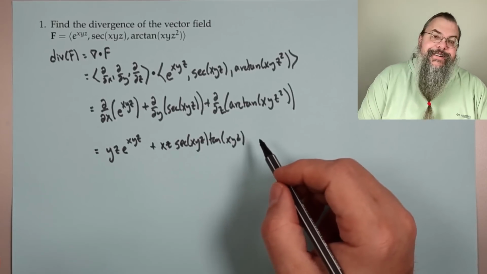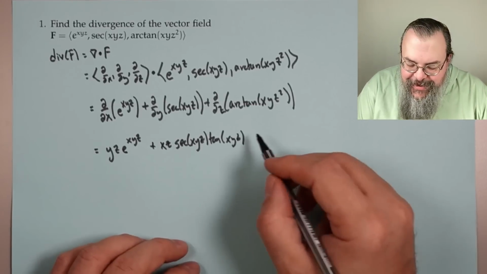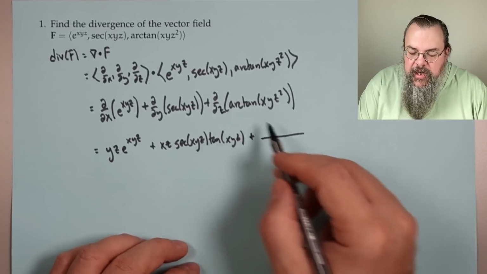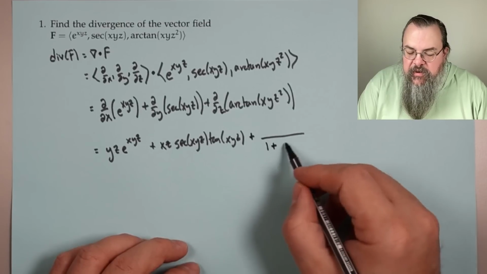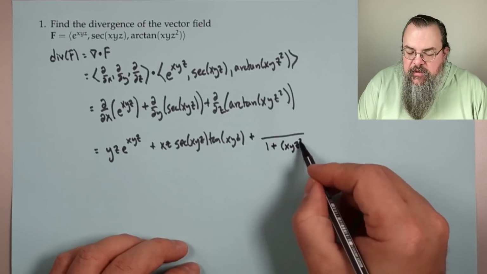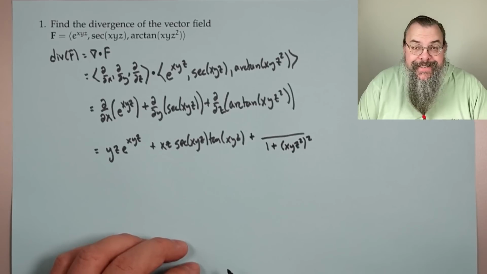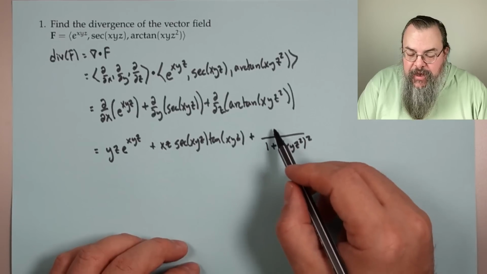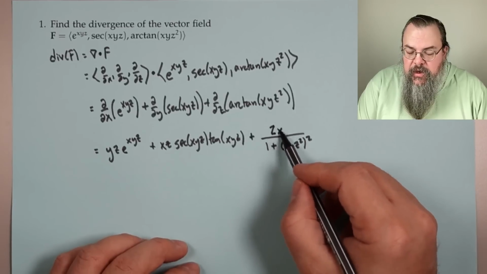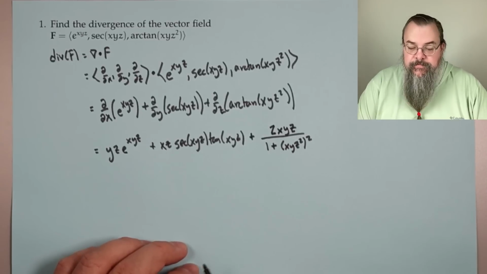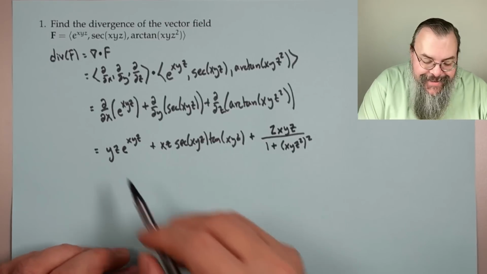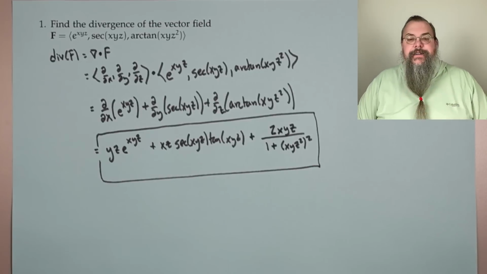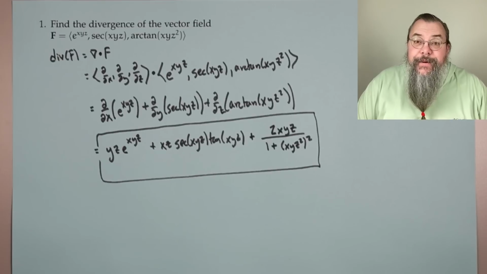Now arctangent, a good function. The derivative of arctangent is 1 over 1 plus (x y z) squared, right? Then times the derivative of (x y z) squared with respect to z. Well, that would be 2xyz. And we're done. That's it. Ta-da! Wow, that's nice. What a lovely problem.